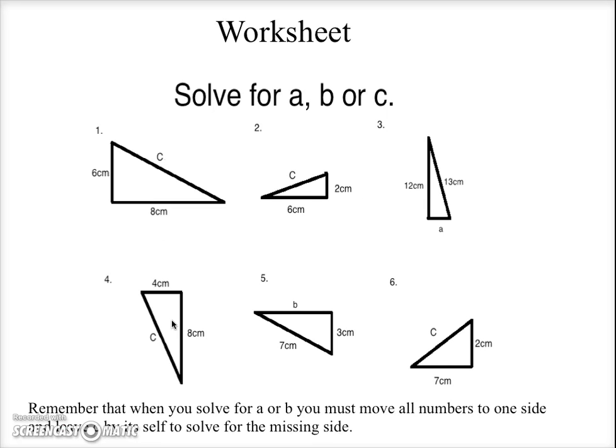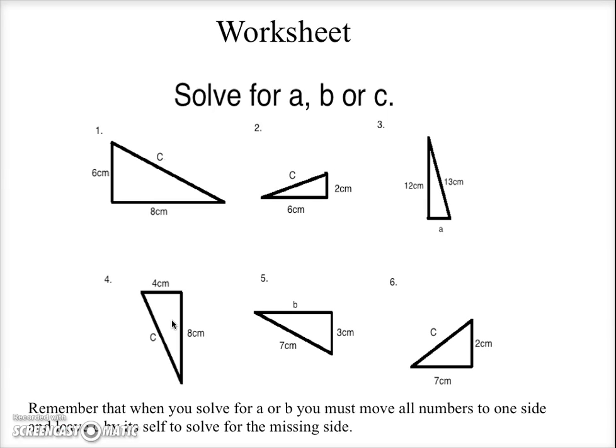Worksheet. Solve for A, B, or C. In number 1, you will have to solve for C, the same case as what we did in the other two equations we solved together. Number 2, also the same thing, finding the hypotenuse. Number 3, the hypotenuse will be 13 and one leg will be 12. Now you solve the same way.